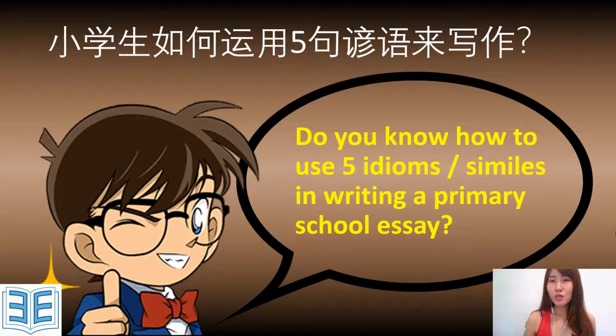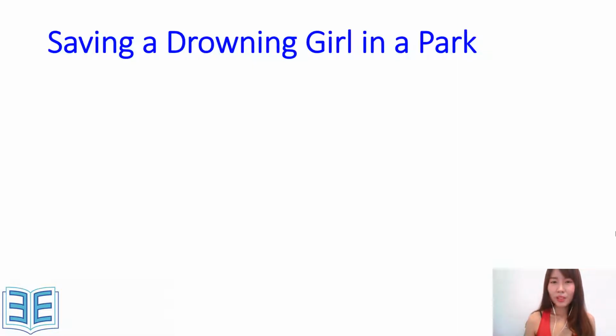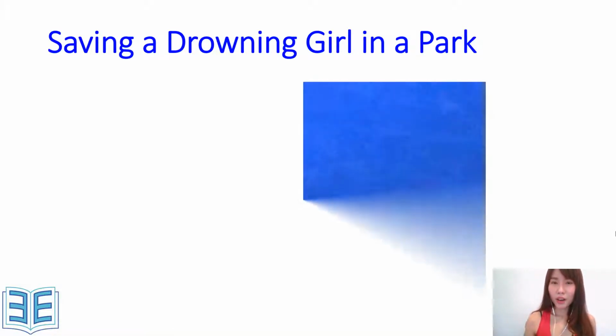Today I'm gonna teach you guys about essay writing: how a primary school student writes an essay by using 5 idioms or similes. That's how you score A in your exam. So today's topic is about saving a drowning girl in a park.